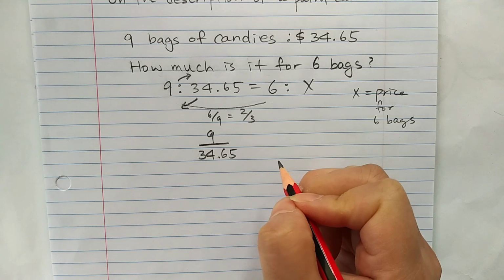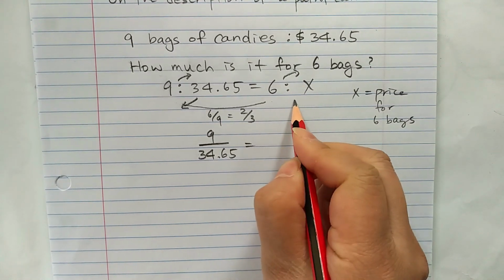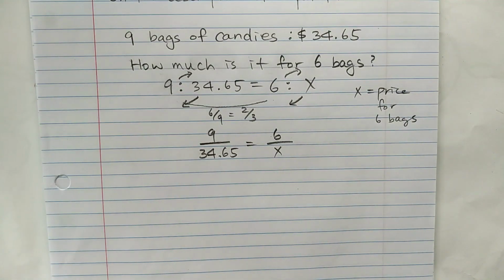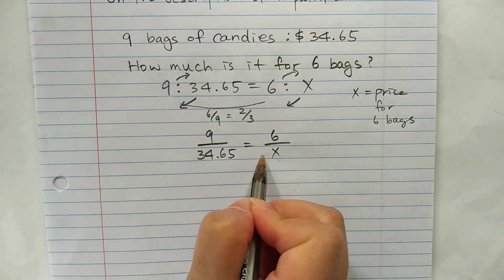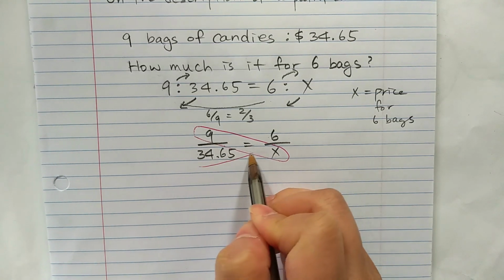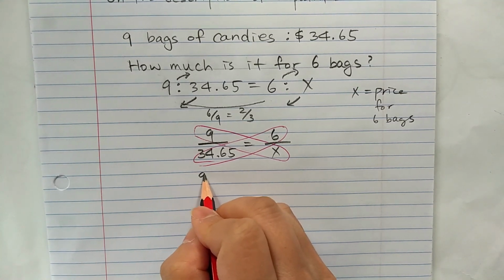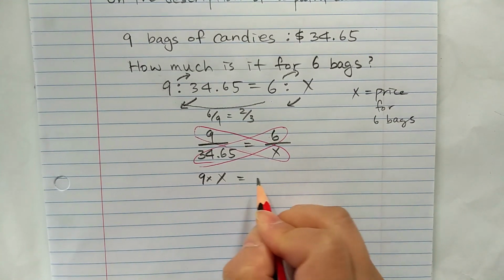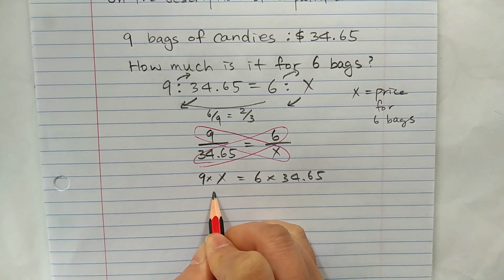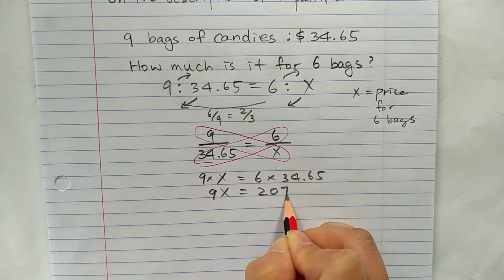9 over 34.65 is equal to, do the same thing here, 6 over x. And here comes the cross multiplication. You multiply these two numbers, and set them equal. So 9 times x is equal to 6 times 34.65. 9x is 207.9.